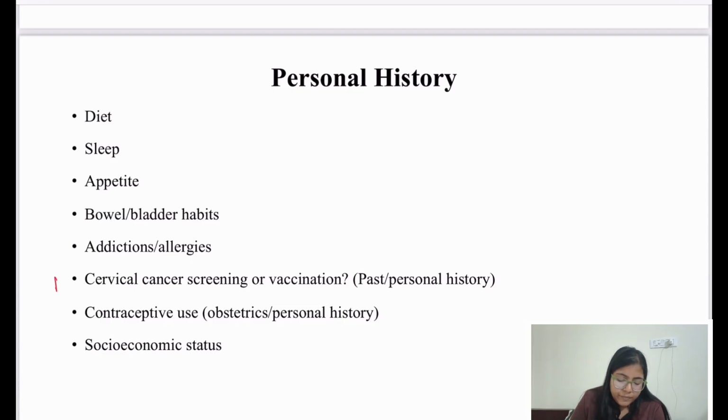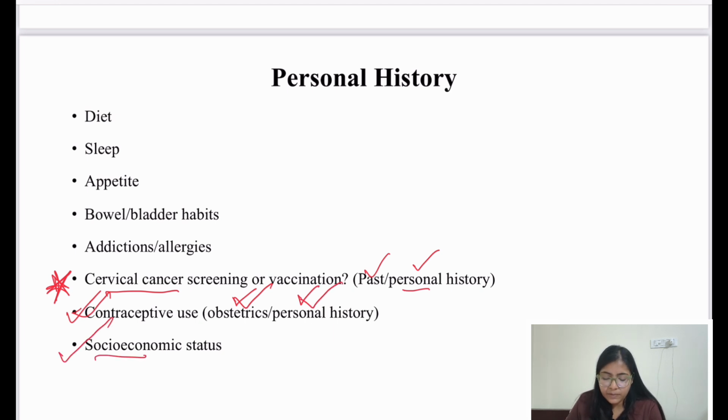This one is extra: history of cervical cancer screening or vaccination in the past. You can take this in past history also, and you can take this in personal history also. Similarly, contraceptive use, you can take it in obstetric history or in personal history. Also ask about socioeconomic status of the patient.